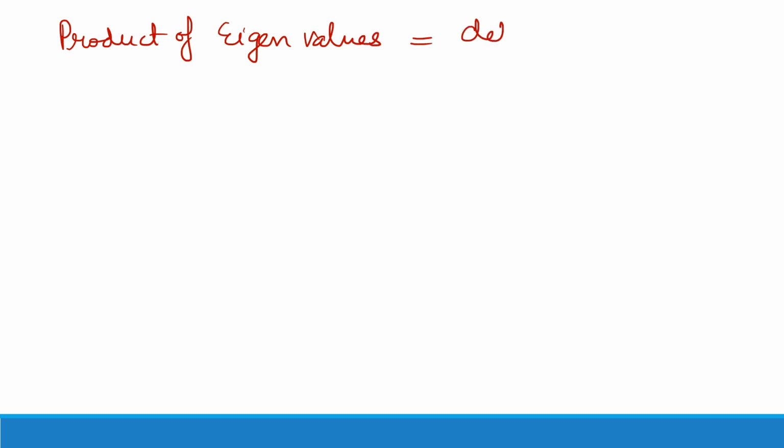Fine. So see class, you can check whether your eigenvalues are correct by using the fact that the product of eigenvalues is equal to the determinant of A, right? Similarly, the sum of eigenvalues is equal to the trace of A.